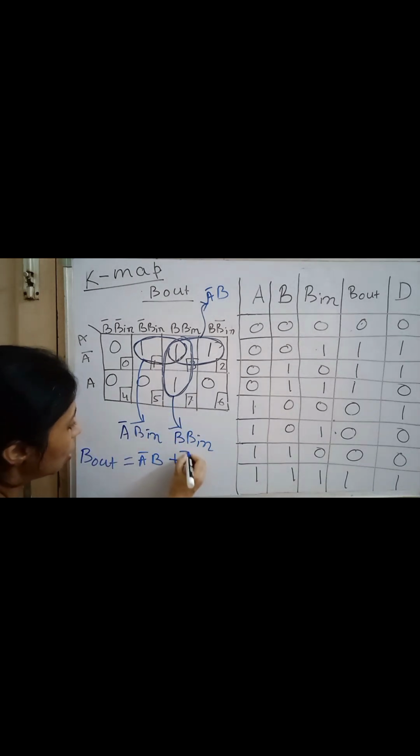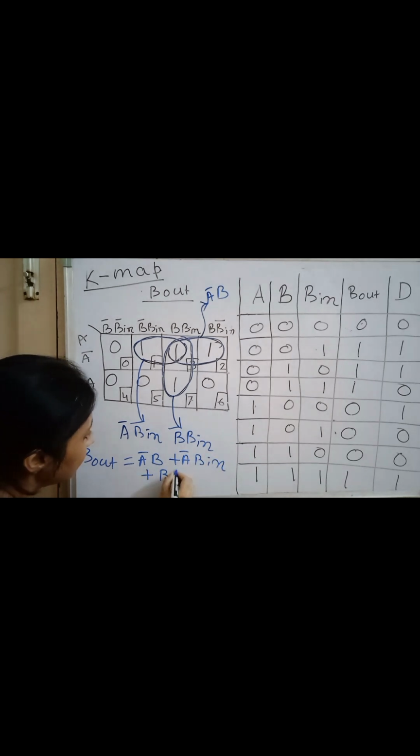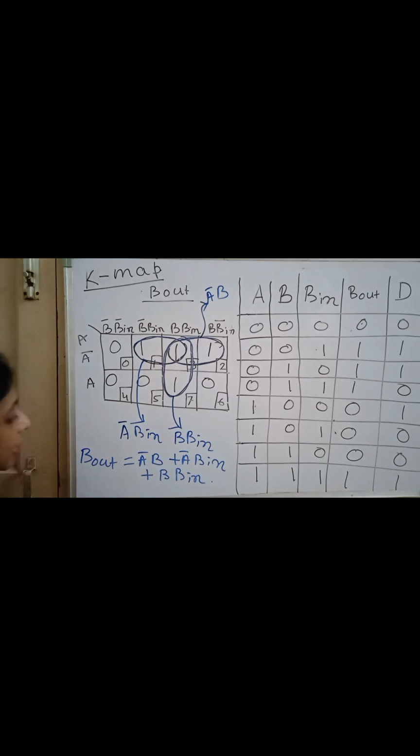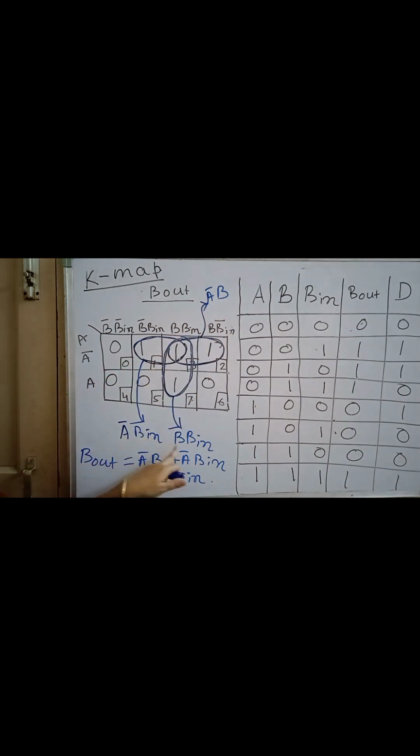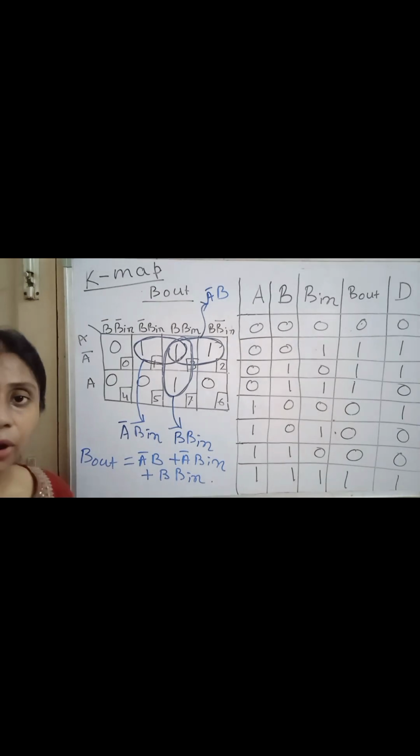So, what is the expression for B out? The expression will be, just add them up, all these group expressions. So, A bar B plus A bar B in plus B in. Right? A bar B, this is A bar B in, this is B in. So, this is the expression for B out.